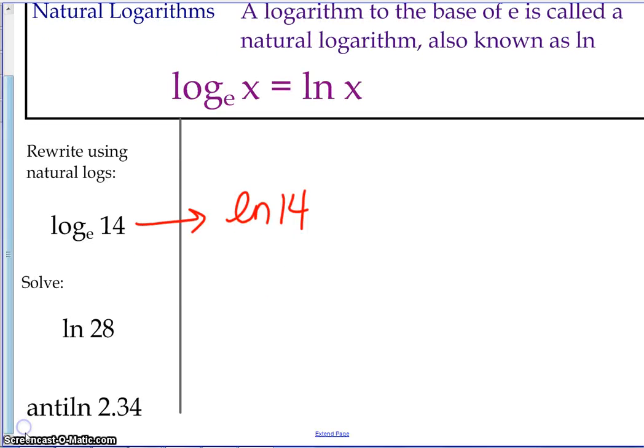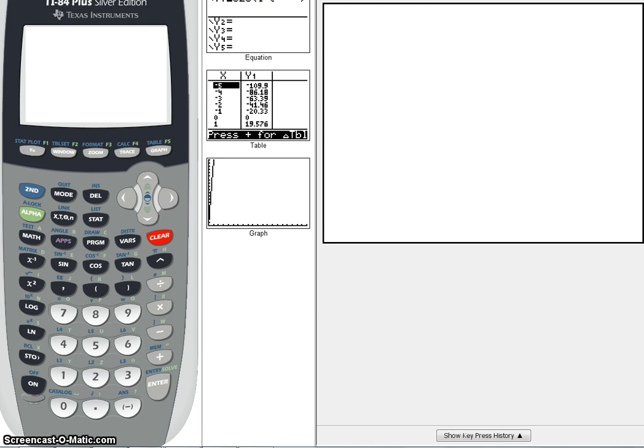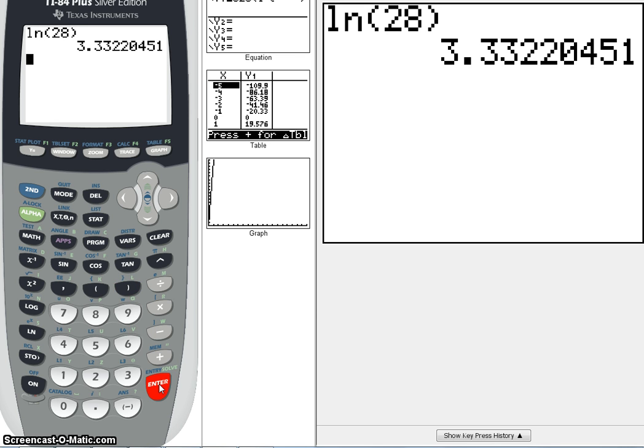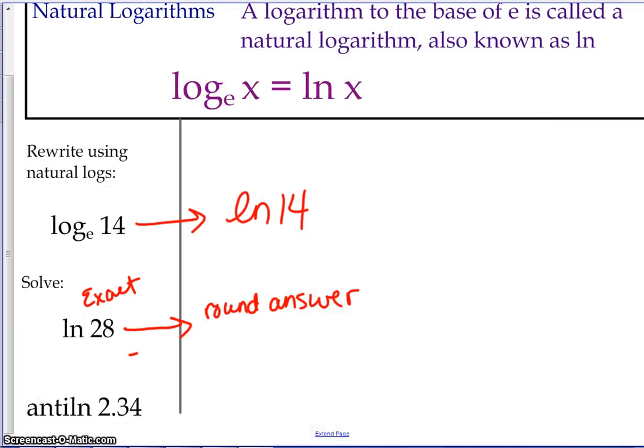When we're asking, what's the natural log of 28? This is where I'd say, you need to use your calculator. This is in exact terms. If you ever want exact, you have to say it in terms of ln. But if we wanted you to round the answer, we would have you say so. So I just put in my calculator, what's the natural log of 28? It's 3.332. So that was our natural log.